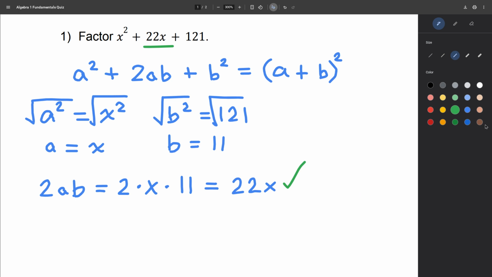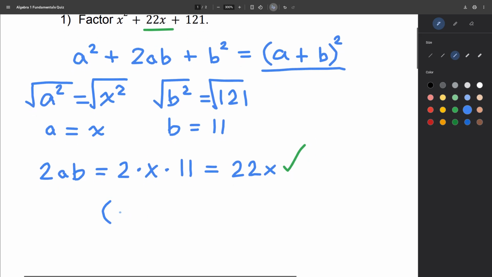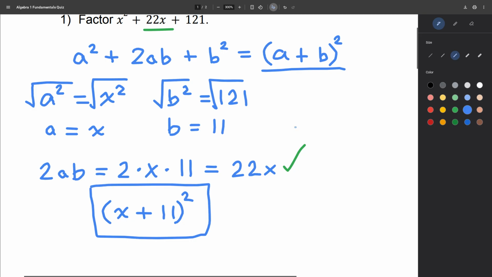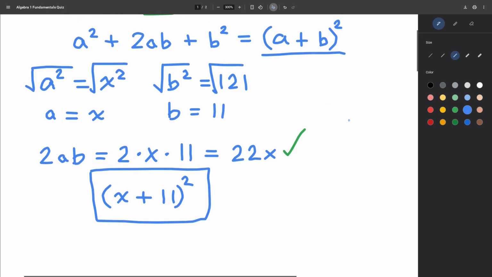That means it's a perfect square trinomial, and it'll factor to this form (a plus b) squared. So in this case, a is x, so it's going to factor into x plus b is 11, so (x plus 11) squared. And this here will be our solution. Awesome. Let's go to the second problem.